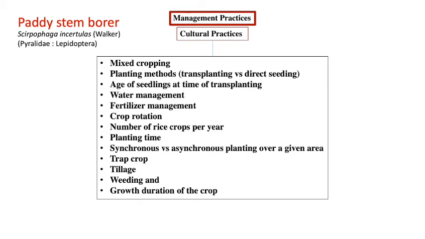Cultural control practices that offer potential control of rice insects include mixed cropping, planting methods, which can be transplanting versus direct seeding, planting age of seedling at the time of transplanting, water management, fertilizer management, crop rotation, number of rice crops per year, planting time, synchronous versus asynchronous planting over a given area, trap crop, tillage, weeding, and growth duration of the crop.